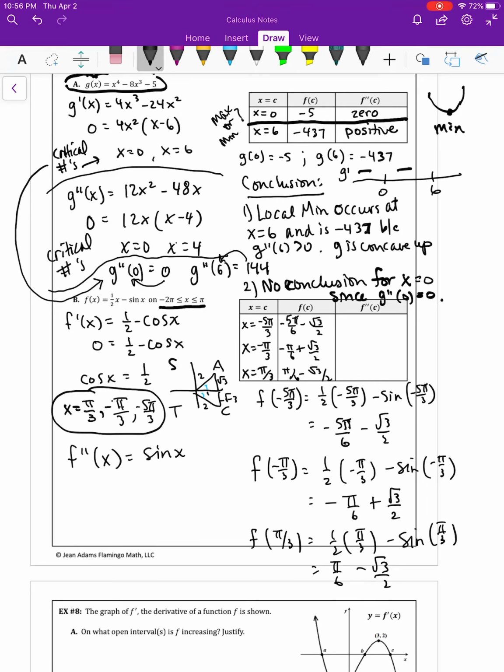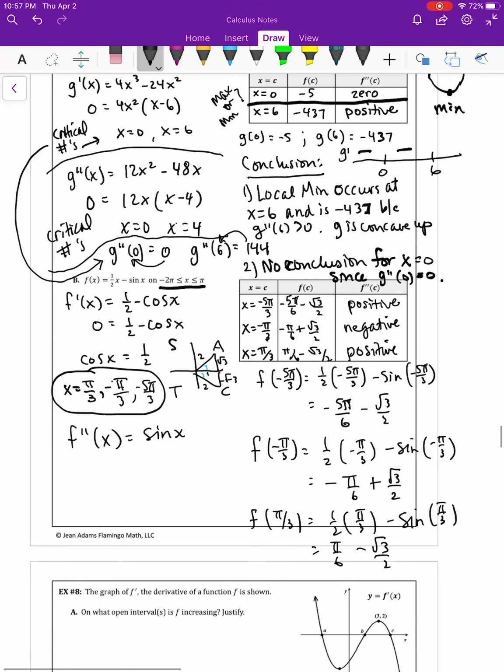So basically, the sine of negative 5 pi over 3 is positive. Because remember, negative 5 pi over 3 is in the first quadrant. Sine's positive in the first quadrant. Sine of negative pi over 3, that one's going to be negative. That's in the fourth quadrant, and sine is negative in the fourth quadrant. Sine of positive pi over 3 is going to be positive. Because we really don't need to know the value. We just need to know whether it's positive or negative.